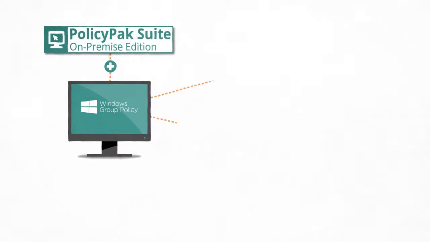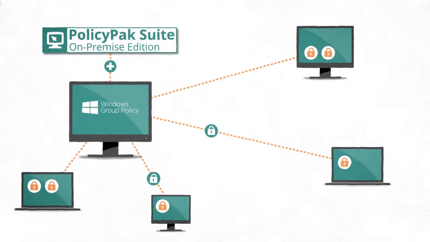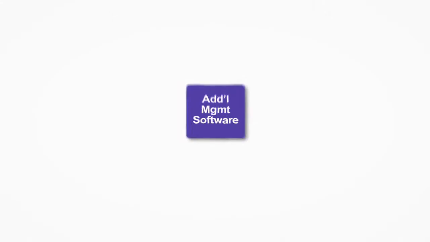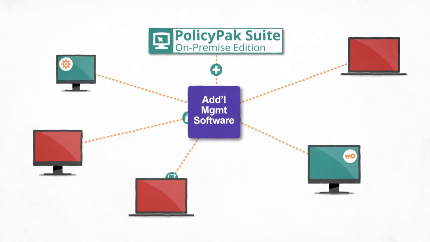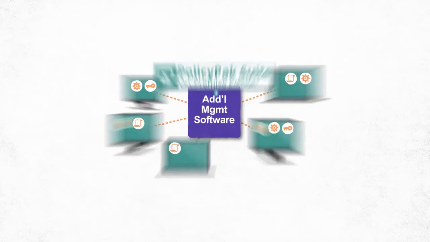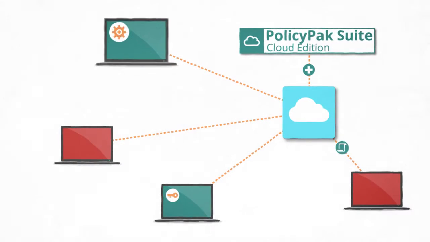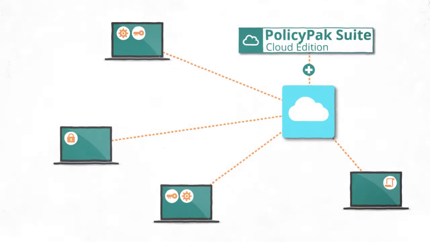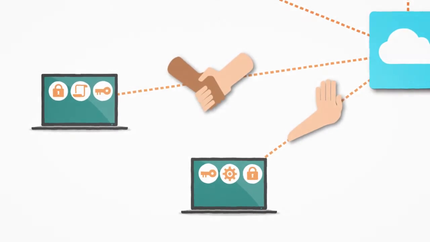1. Use PolicyPak on-premise to supercharge your existing group policy and configure your applications. 2. Deploy group policy's powerful settings and your application configurations using the management system you already have. 3. Or use PolicyPak Cloud to deliver group policy and application settings to remote computers over the internet, if they're domain joined or even non-domain joined.